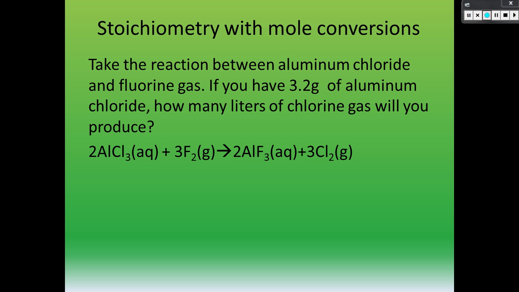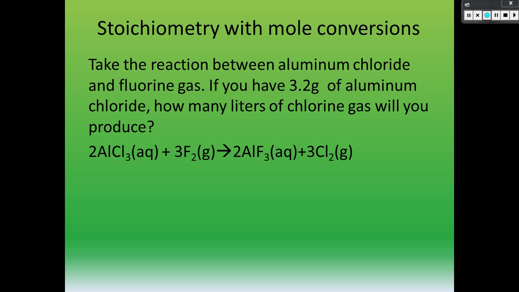If you don't know where these numbers came from, you may want to go back either to balancing equations or forming compounds. So now we can figure out how we're going to get from grams of aluminum chloride to liters of chlorine gas. As you may remember from mole conversions, we can go from moles of something to liters if it's gas at STP, which we're assuming it is here.